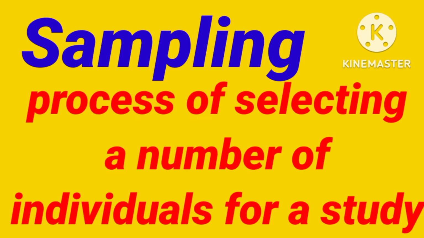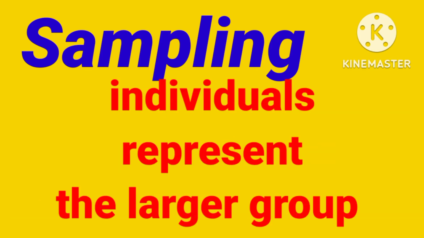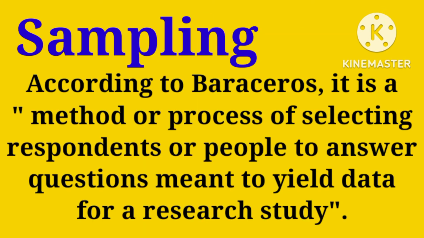What is sampling? Sampling is the process of selecting a number of individuals for a study in such a way that the individuals represent the larger group from which they were selected. According to Baraceros, it is a method or process of selecting respondents or people to answer questions meant to yield data for a research study.